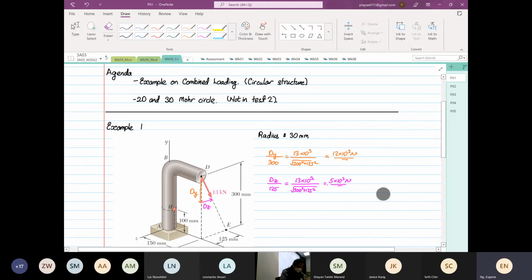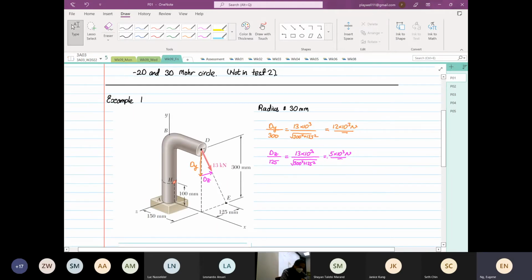Where we finished off on Wednesday is we broke down the resultant force of 13 kilonewton. This 13 kilonewton is acting on the YZ plane. So if you look at the YZ plane, you have a dy coming down at 12 kilonewton, and you have a dz coming down at 5 kilonewton. You can use sine, cosine, or similar triangles. The answer will be the same. So I use similar triangles.